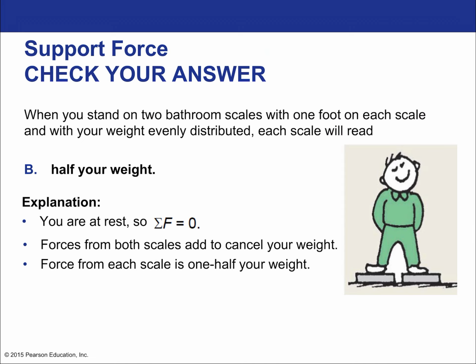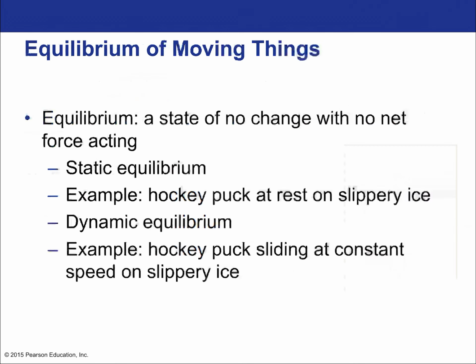Half. Split between. Because you think about the idea of the equilibrium rule. There's two support forces that equal one gravitational force. So those two support forces, since we were told they're even, they have to be half each. Equilibrium is a state of no change with no net force acting. Okay? Static equilibrium, you remain at rest.